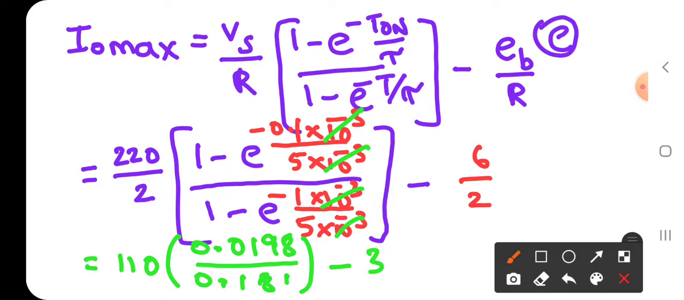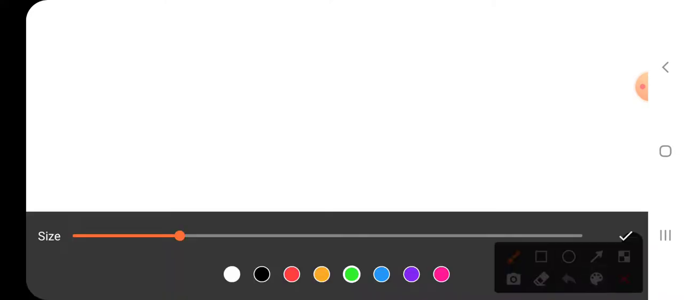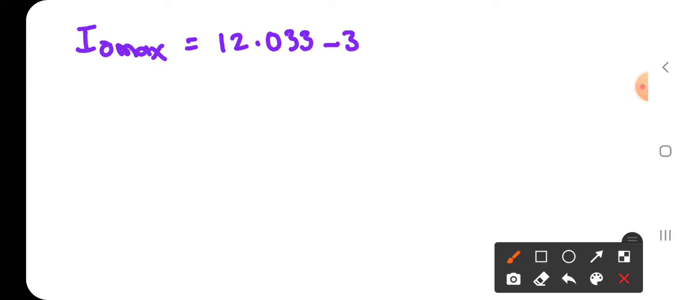Then IO max is equal to 12.033 minus 3, which is around 9.033 amperes. So this is the value of IO max.